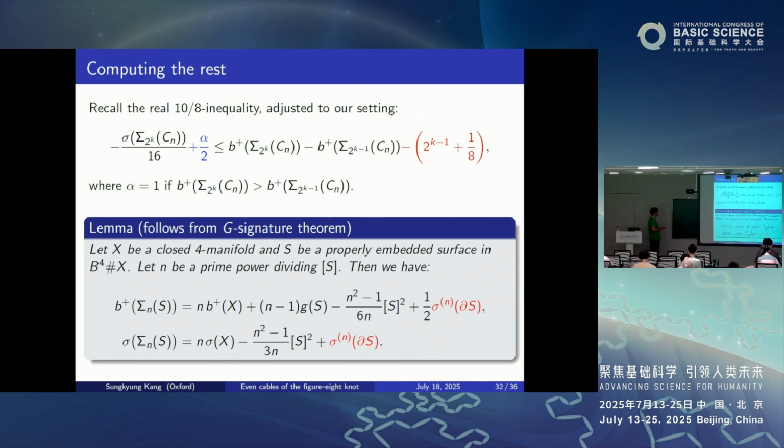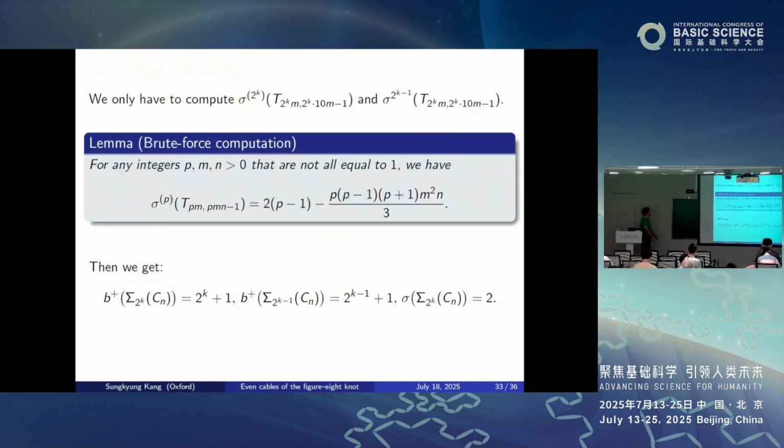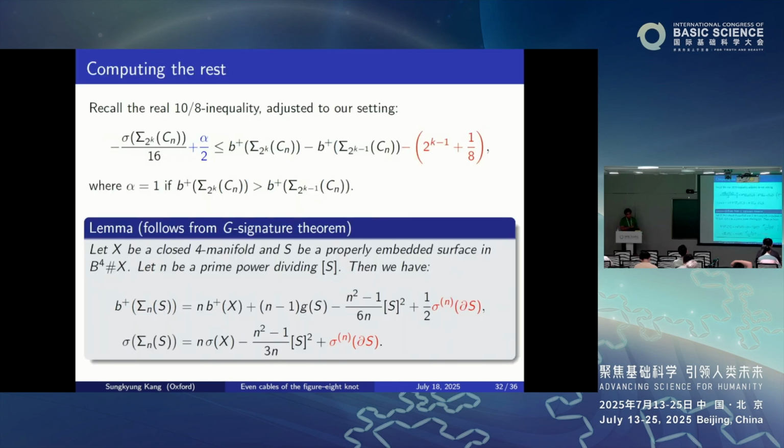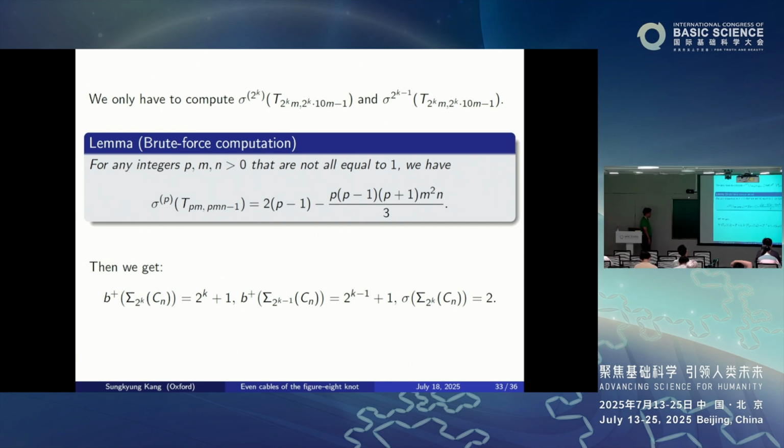And that's, in general, very hard to compute. However, we're in a very special case, which allows us to do some brute force computation. It's an ugly thing. So here's the result. For these kinds of torus knots and prime p, the sigma p of this torus knot has this formula. Using that formula, we can plug it into this formula and compute all the homological quantities.